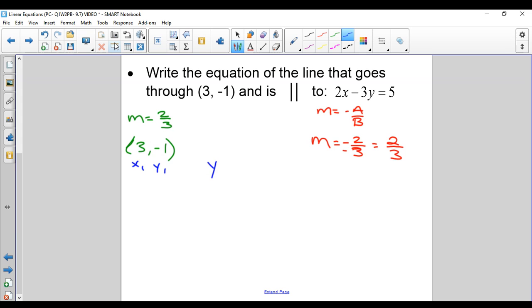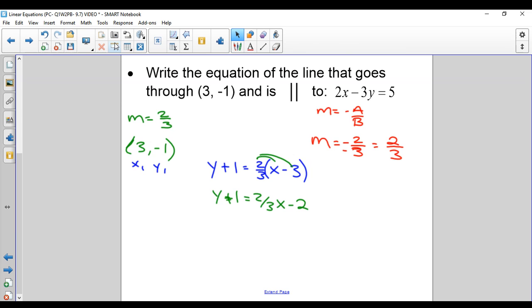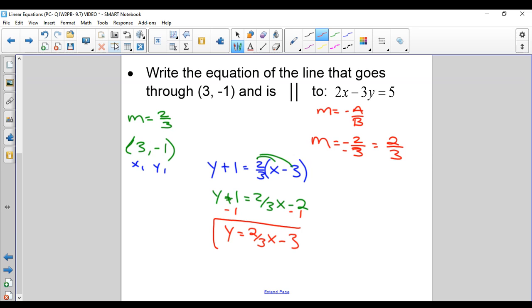So we have y plus 1, minus -1 is what it was, equals 2/3 times x minus 3. Distribute. y plus 1 equals 2/3 x minus 2. Subtract 1 from both sides. And you're all set.